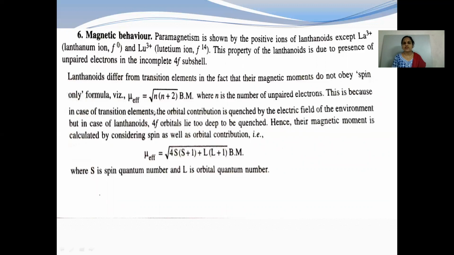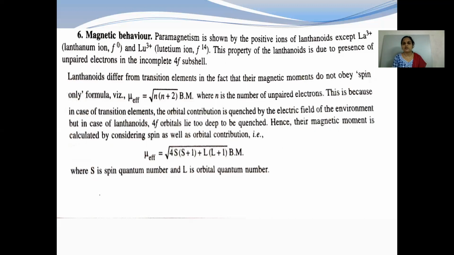And lanthanoids differ from transition elements in the fact that their magnetic moments do not obey the spin-only formula, that is mu effective equals root over n into n plus 2 Bohr magneton, where n is the number of unpaired electrons. This is because in case of transition elements, the orbital contribution is quenched by the electric field of the environment. But in case of lanthanoids, 4f orbitals lie too deep to be quenched.